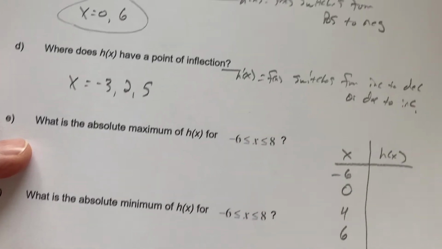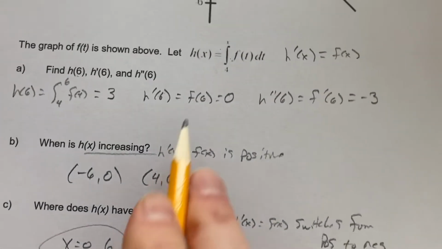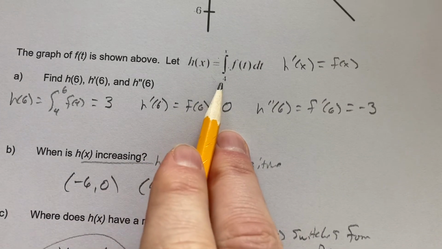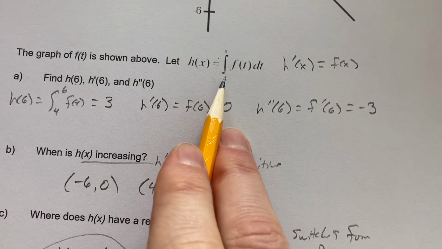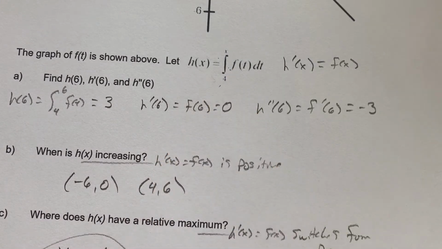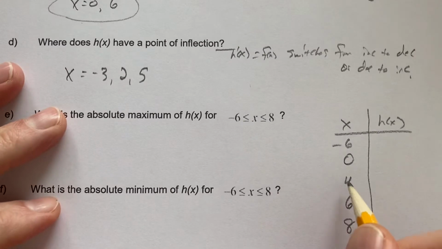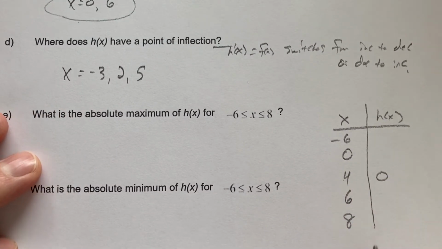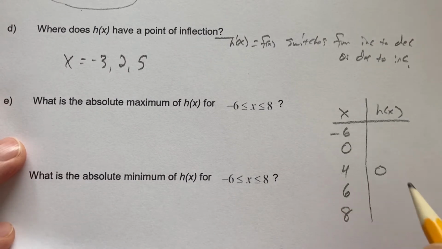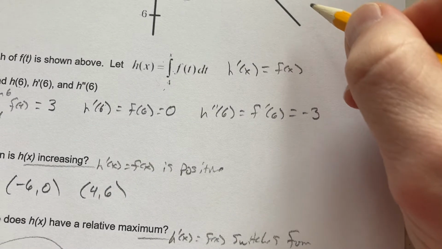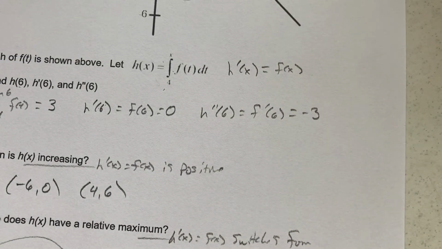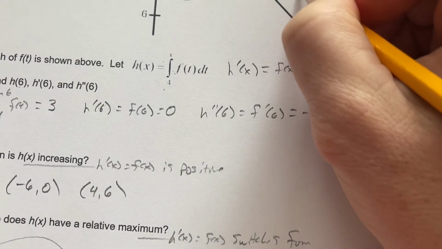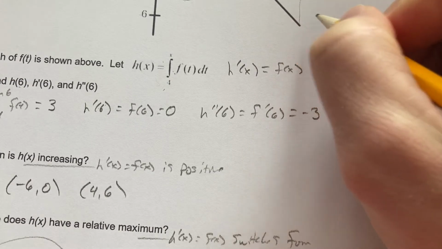All right, now we have to find these values. Again, the equation is written up as the area from 4 to wherever. So if we go 4 to 4, we get nothing, right? It's just 0. And we already found h of 6 on part A. That was 3. So let's find 8. You know what? I'm not even really sure where the 8 is. I'm assuming it's over here. So we'll do that.